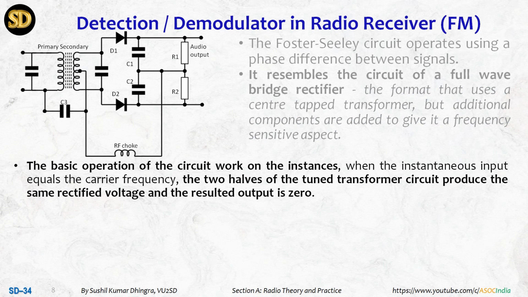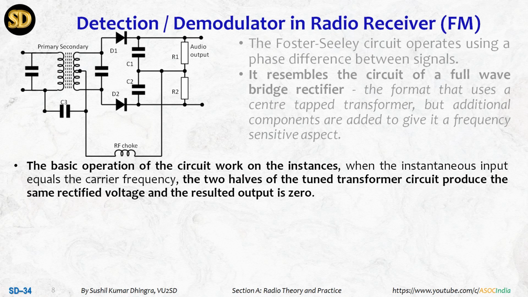The basic operation of the circuit works on the instant. Instant means the instant value of AC, because it is fluctuating, it is changing. On the basis of these instant values, the output of the two half-tuned transformers is produced. If the frequency is not changing, it is the same, and the result is zero.